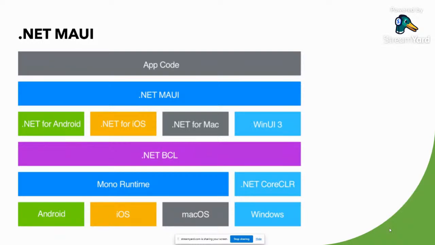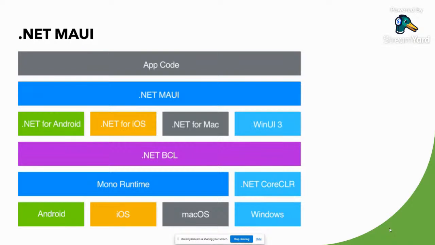Then there's Maui. This is the API set that you write against, and your app code lives there. And everything trickles down. The fun thing about Maui is that you're actually writing native code. This is a cross-platform framework. It's not a web-based framework. It is native code.